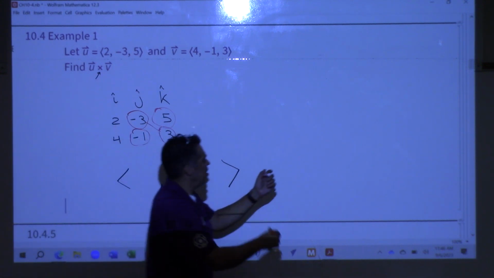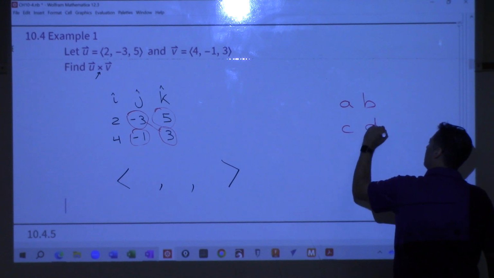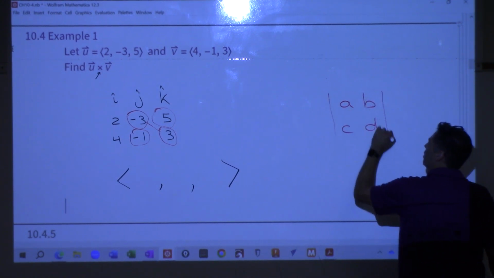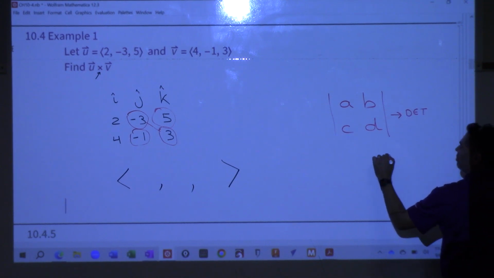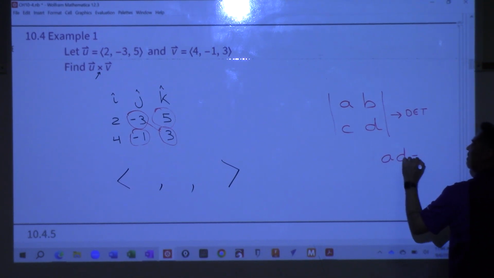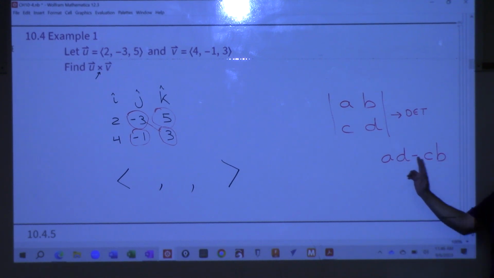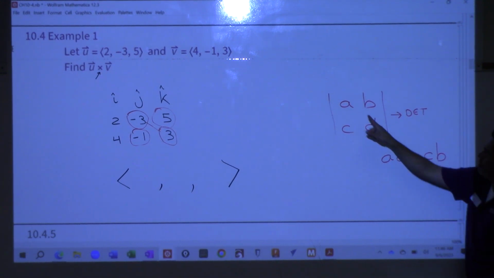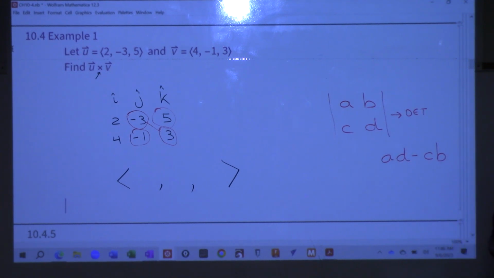I'm going to put this on the side. If you have a, b, c, d, and we want the determinant of this, what you do is a times d minus c times b. It doesn't matter how I do that, multiplications can be reversed. So you do this times this minus this times this. All right? That's the determinant.